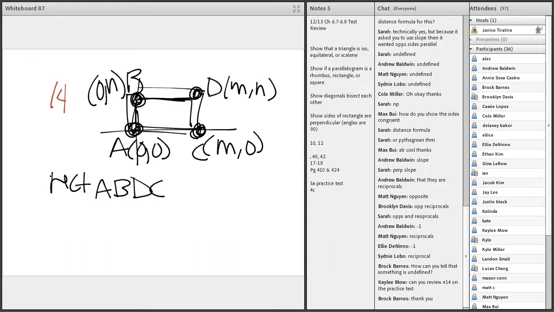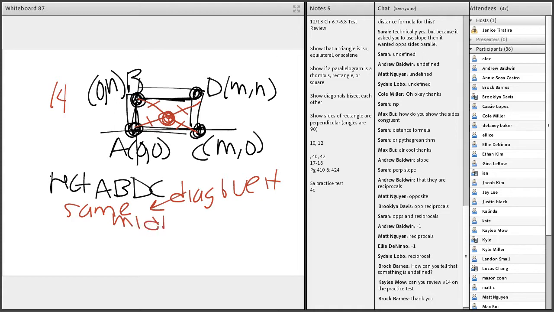it says show by using math the diagonals bisect. So we know in rectangles, the diagonals are congruent. And for it to bisect, that means they have the same midpoint. So diagonals bisect means they have the same midpoint. And that means we have to physically find the midpoint of AD. And let's do it right now.